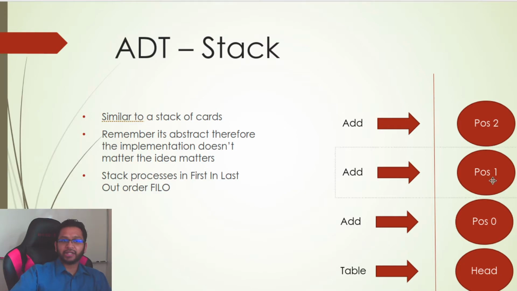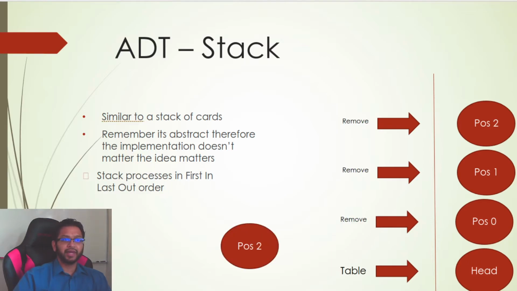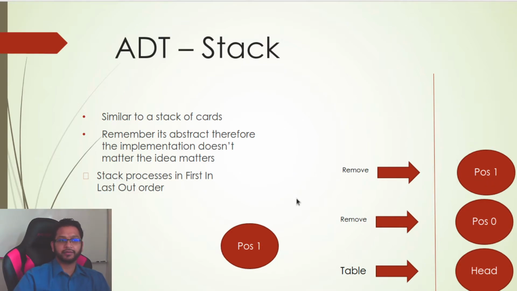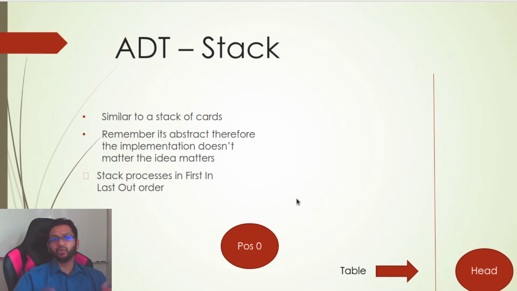Say we've added to our stack of cards here. If we wanted to remove, since we're removing from the top of the deck, we'd be removing position 2 first. And then we'd return that value of position 2. And say we want to remove everything, the next thing to come off the stack of cards would be position 1, and then lastly, position 0. Once you remove the last element, you start back with the table, and you have nothing in your stack.